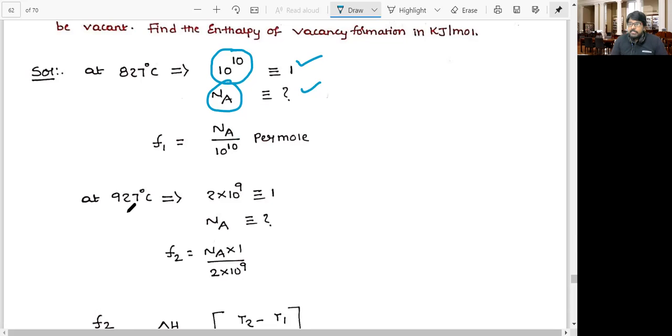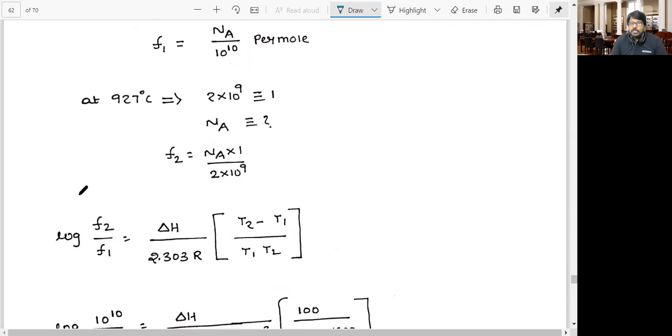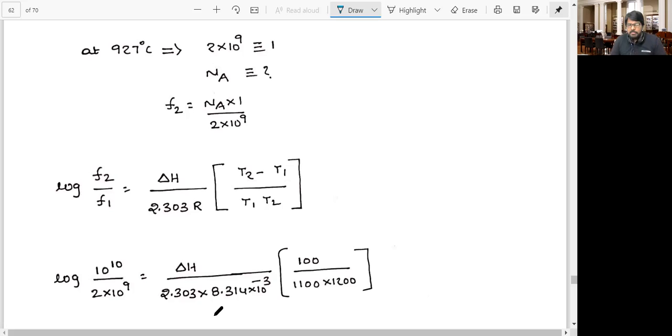At 927, the temperature is increased, the rate is also increased. So here 2 into 10 power 9, in every 2 into 10 power 9, 1 vacancy. And if you take 1 mole, how many vacancies? Na by 2 into 10 power 9. And a simple Arrhenius equation you have to use. Arrhenius equation, as in chemical kinetics for the rate constant, the same procedure: log K2 by K1 is equal to delta H by 2.303 R, into T2 minus T1 by T1 T2. So here this is at higher temperature, this is at lower temperature.